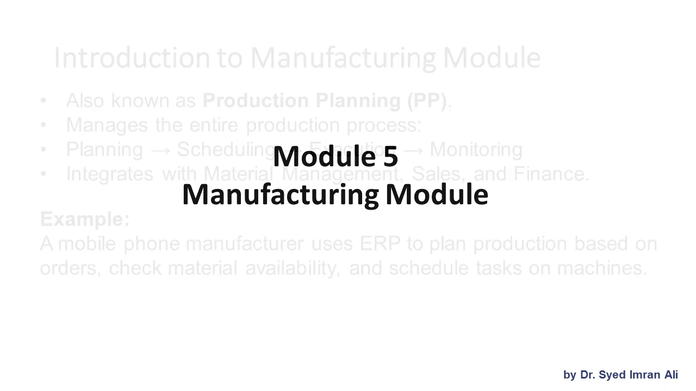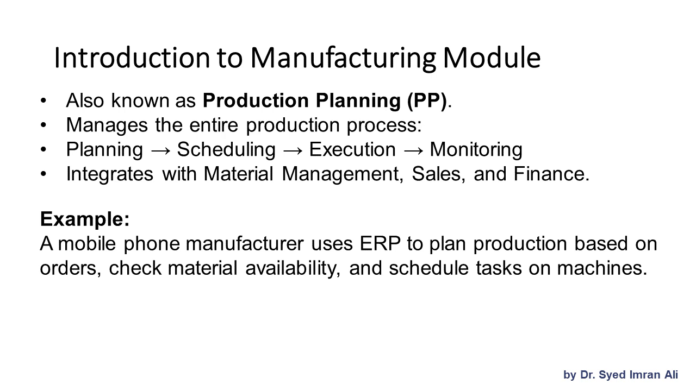Slide 19, Introduction to Manufacturing Module. The manufacturing module controls how products are made. It includes 4 main steps. Planning, scheduling, execution, monitoring. This module works closely with material management, for raw materials, sales, for orders, and finance, for cost tracking. Example, a mobile phone company gets a large order.